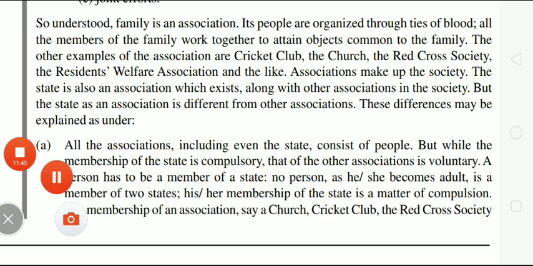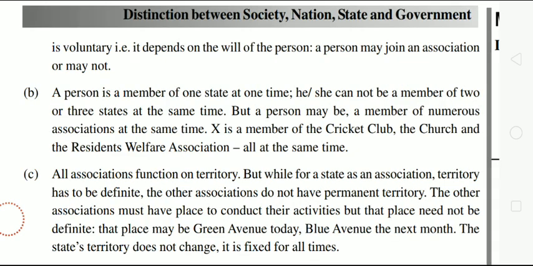B. A person is a member of one state at one time. He or she cannot be a member of two or three states at the same time, but a person may be a member of numerous associations at the same time. X is a member of the cricket club, the church, and the Residents Welfare Association all at the same time.